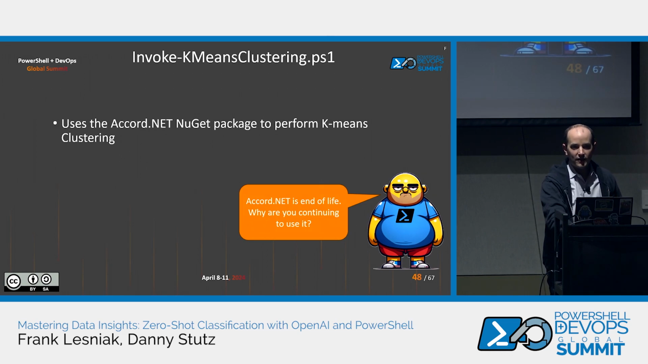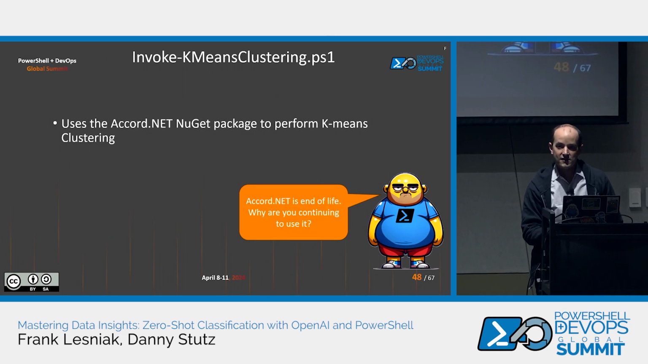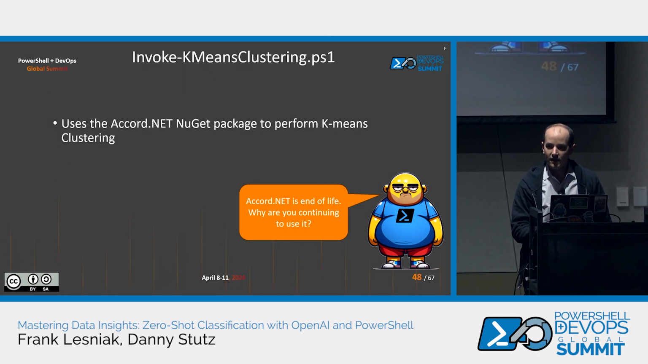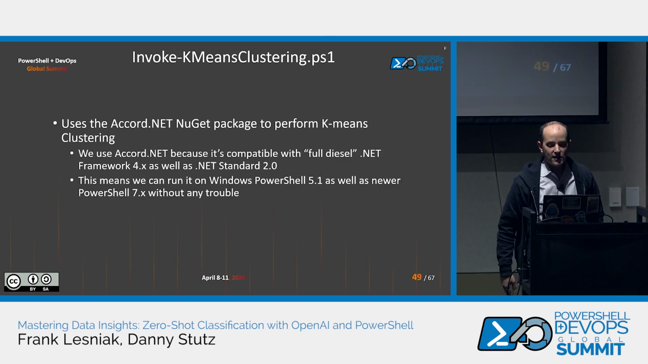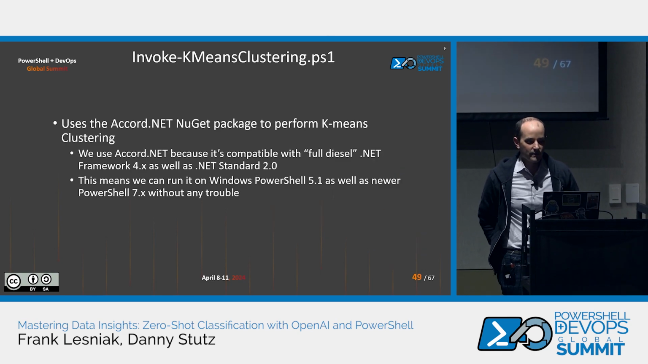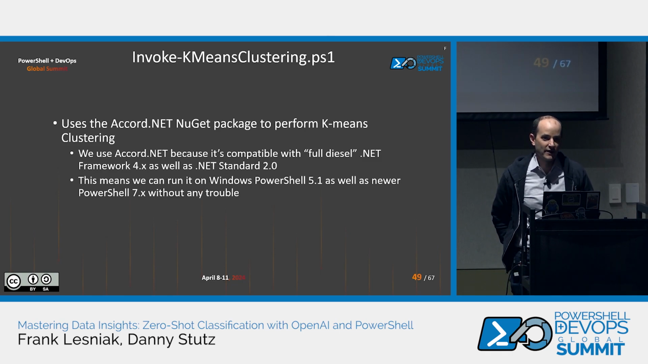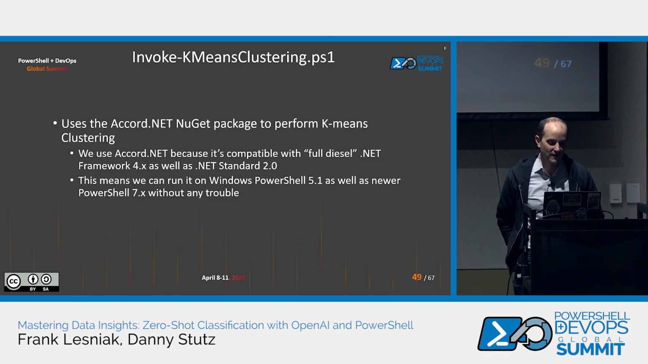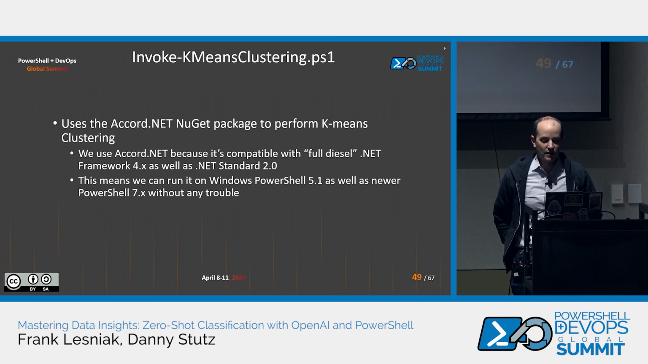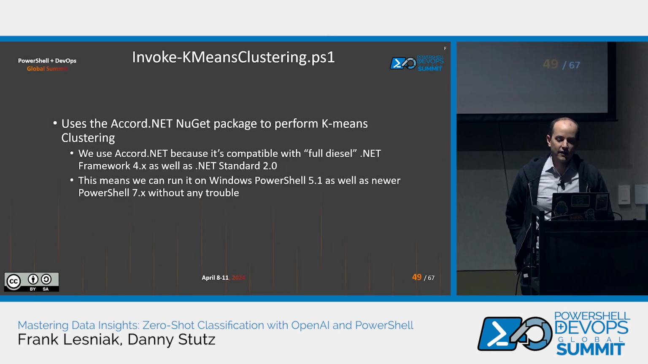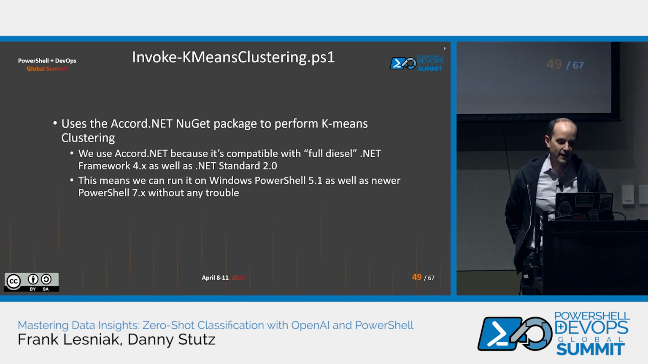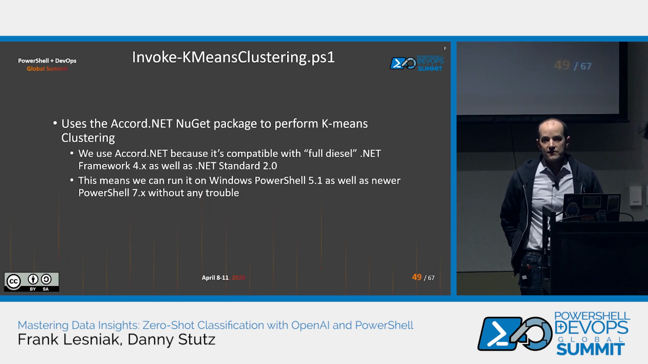Well, that's true. There is a Microsoft machine learning NuGet library that is actively maintained and probably a better option for modern development, I would agree. However, we decided to stick with Accord.NET because, in addition to the 2 reasons on the slide, first of all, that was what I was already using when I wrote some code a year ago. But we decided to stick with it because it's backward compatible with good old .NET Framework 4.x, so like 4.5, et cetera, as well as .NET Standard 2.0.